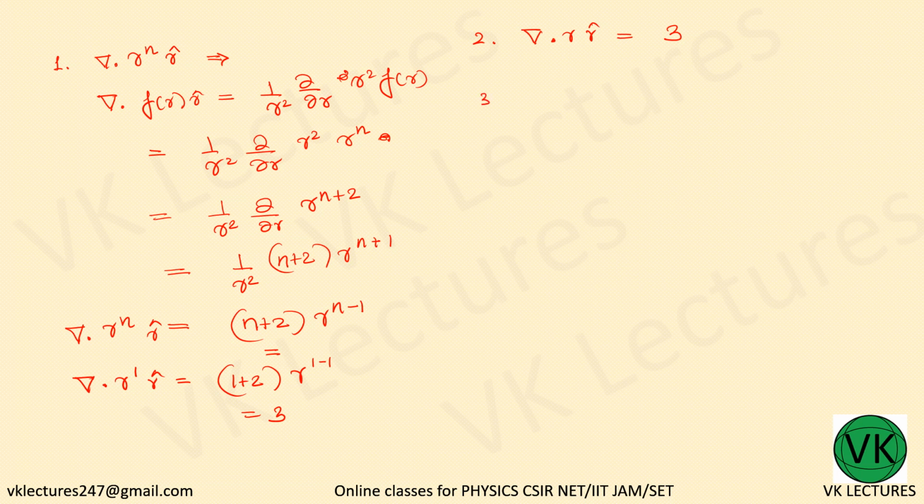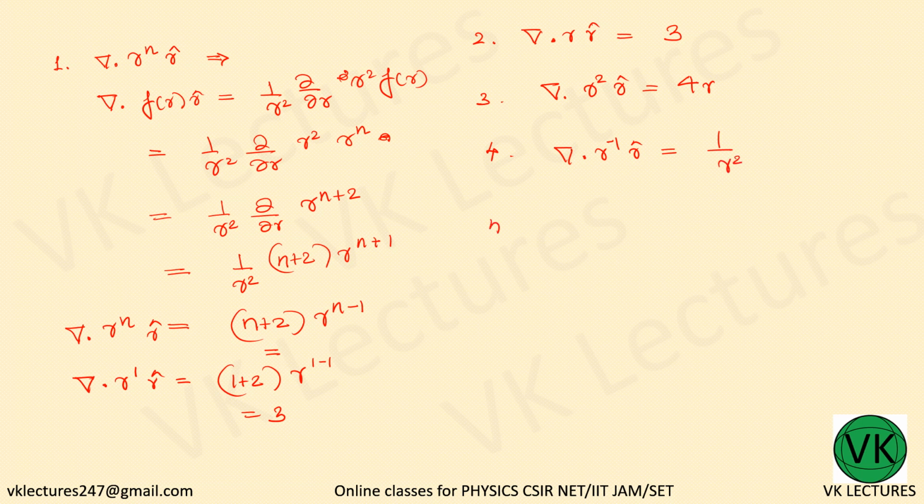Third one, del dot r square r cap is equal to 4 times r. Then you have del dot r power minus 1 r cap, that's equal to 1 divided by r squared.